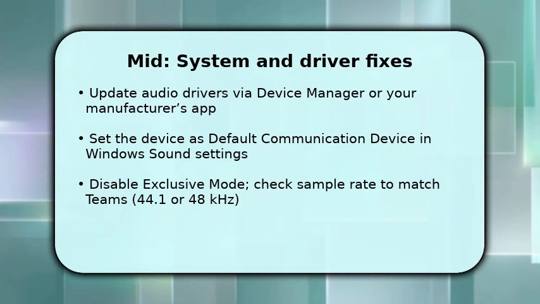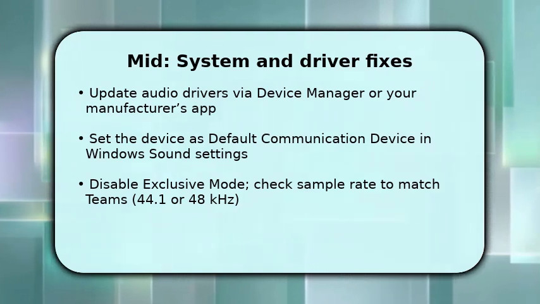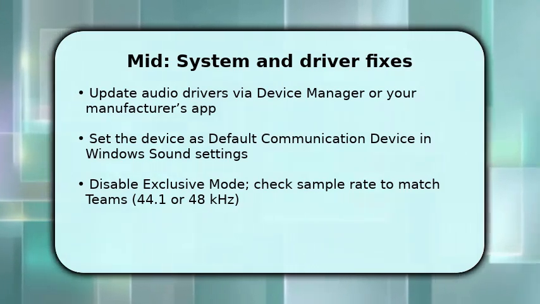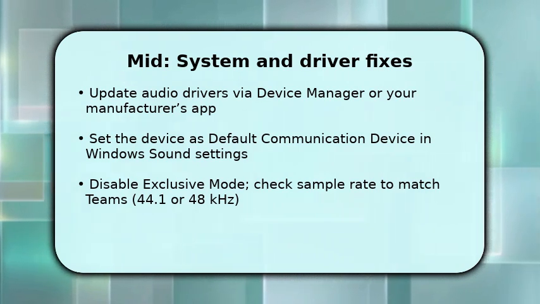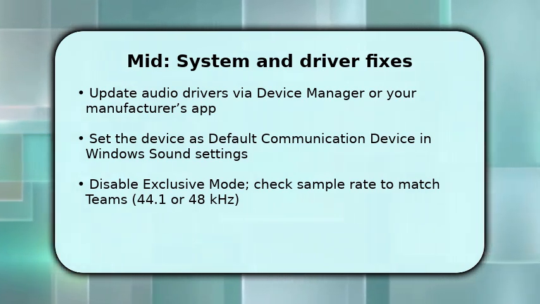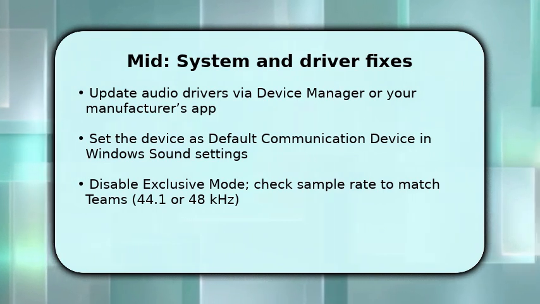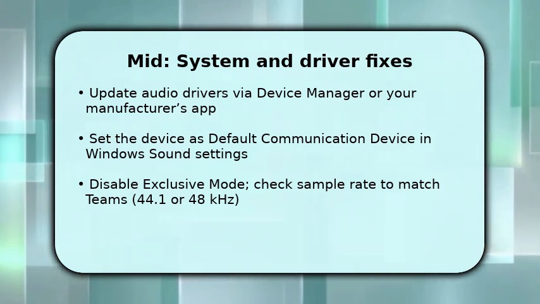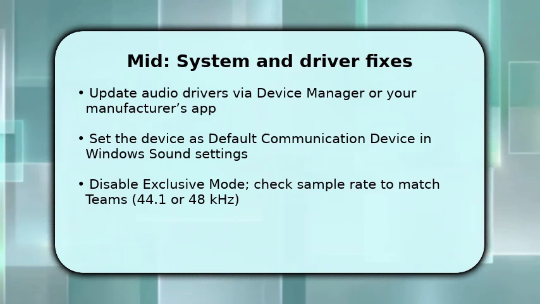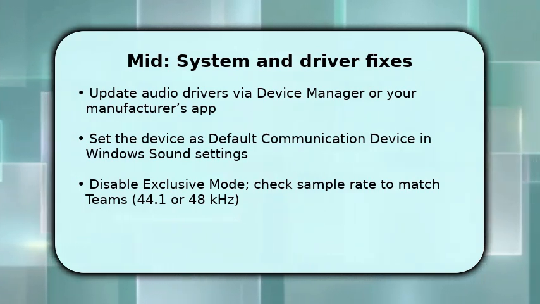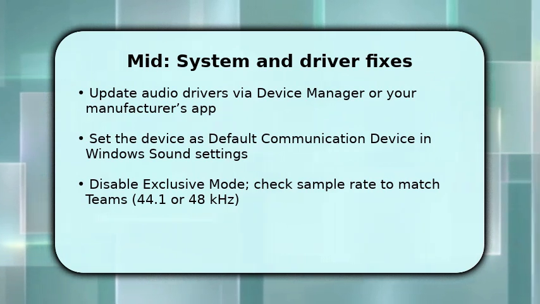Update or reinstall your audio drivers so Windows and Teams talk properly. Then open Sound Settings and set your mic as the default communication device to prioritize Teams traffic. Disable exclusive mode and properties so no other app locks the device, and ensure sample rate matches Teams' typical 44.1 or 48 kHz to avoid dropouts.